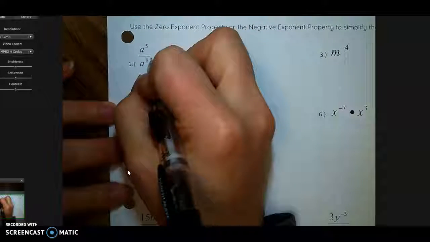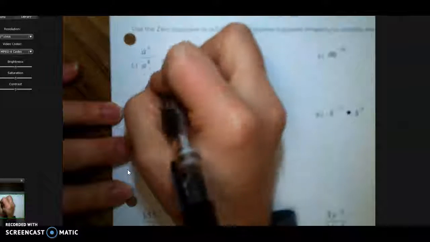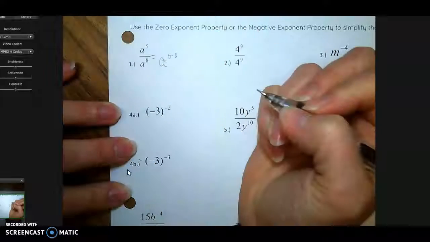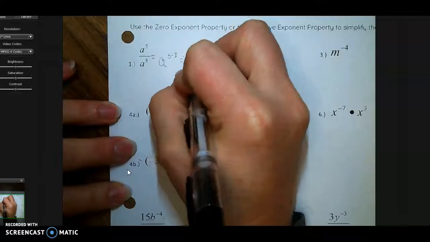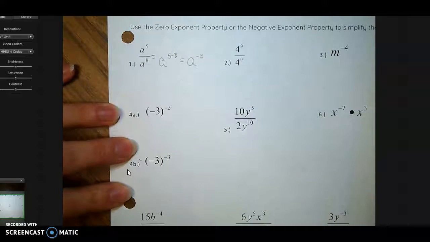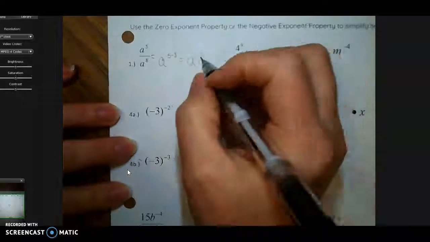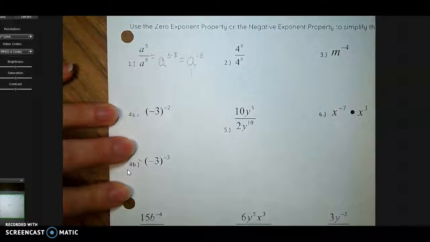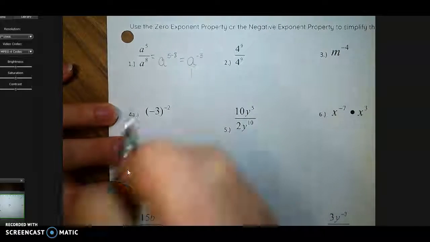So our first one here, we know when we are dividing, we are going to subtract the exponents. Well, when I subtract those exponents, I end up with a negative exponent. And you can't leave a negative exponent. So I think of it like there's a 1 underneath there, like it's written as a fraction, because any number can be written as a fraction.